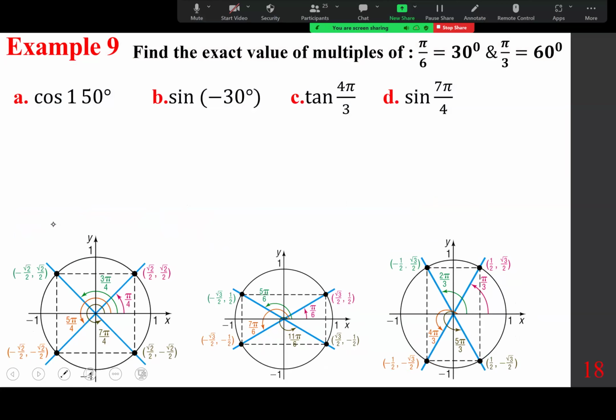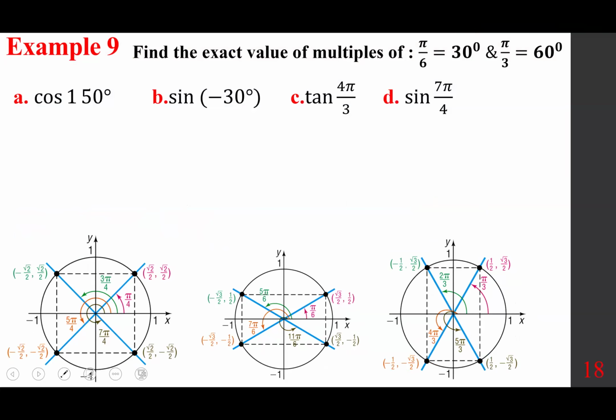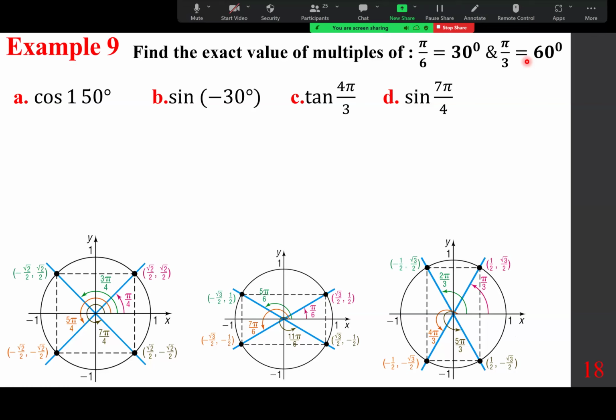We want to find the exact values of multiples of 30 and 60. 30 is pi over 6, 60 is pi over 3, and cosine of 150. And I'm reminding you of those. And 150, cosine of 150 is the same as 5 times 30, which is 5 pi over 6.